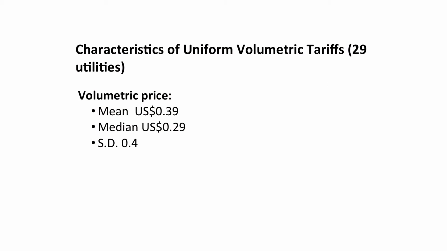It's easy to see why revenues of so many utilities in South Asia are far below cost recovery. This final slide shows the mean and median price charged by the 29 utilities in the Global Water Intelligence Database that use uniform volumetric prices. The mean price is 39 US cents per cubic meter. The median price charged is 29 cents per cubic meter. These prices are far below cost recovery levels.